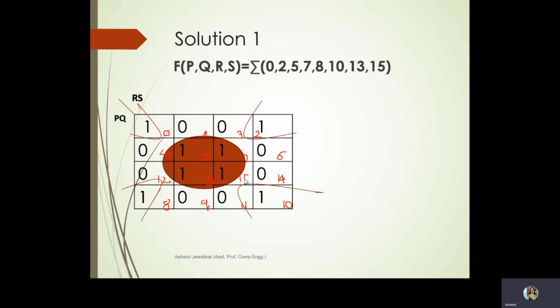So this is how we have drawn the positions of the min terms, and let's put ones in the given decimal places. For 0 it gives output 1, so in the 0th position we have written 1, then in position 2 also we have written 1, then position 5, 7, similarly 8, 10, 13, 15 we have written 1, and for the rest of the places we put 0, assuming that we don't have don't care conditions here.